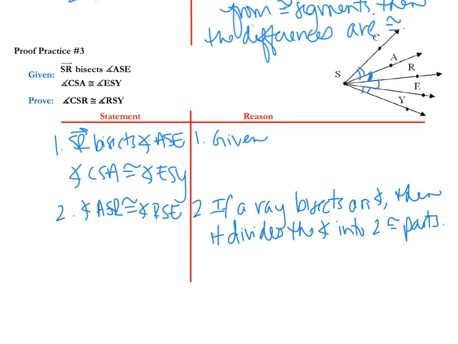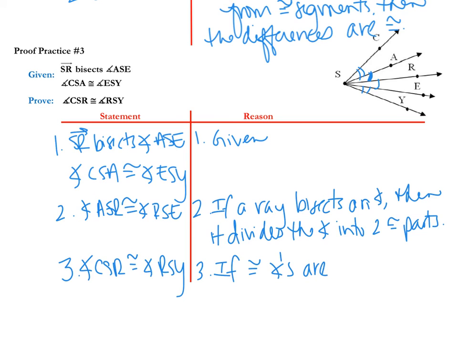Now I have two pairs of congruent angles. Okay? And therefore, I can go ahead and sum this up. No pun intended on that one. That CSR is congruent to RSY, because if congruent angles are added to congruent angles, then the sums are congruent.